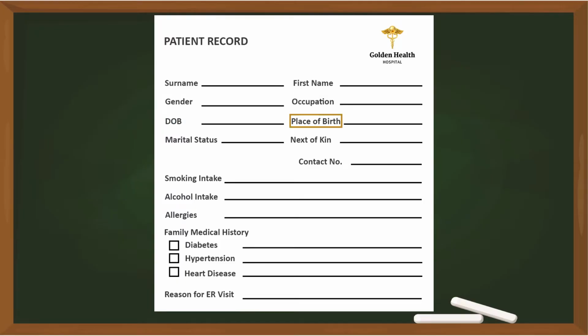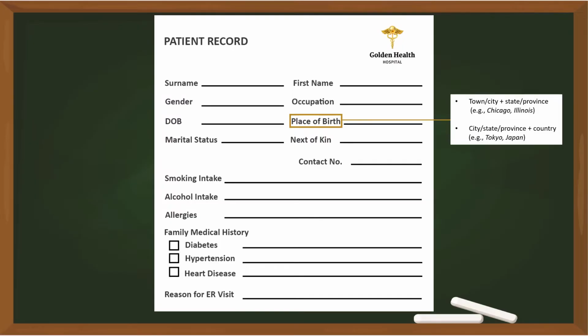Next is place of birth. We can write it down as town or city, plus state or province, if a patient was born in the same country where the hospital is located. For example, Chicago, Illinois. On the other hand, for a patient born in another country, we can indicate city, state, or province, plus country. For instance, Tokyo, Japan.